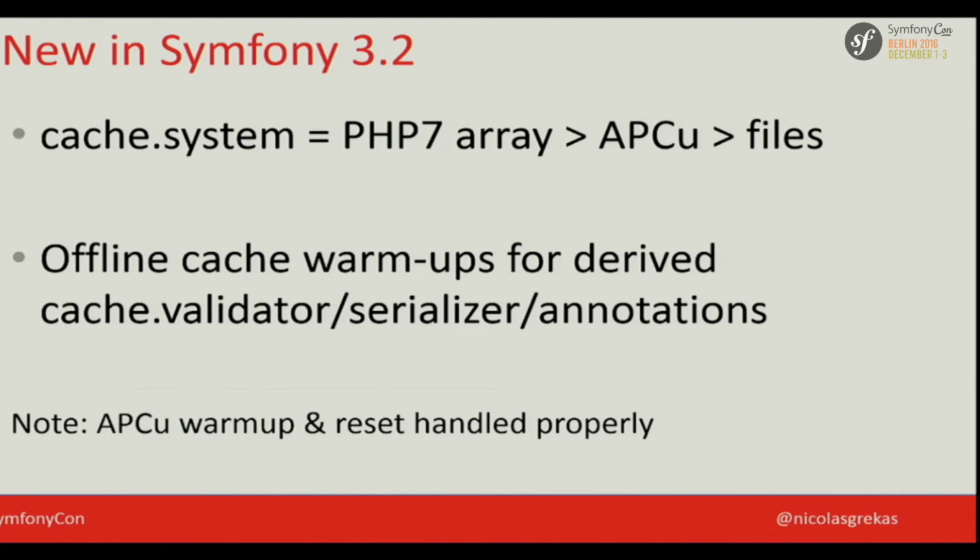We do offline cache warm-ups for all the cache.system derived pools, which are cache.validator, cache.serializer, and cache.annotations right now. So these are warmed up. So we create a big PHP array on PHP-7 for annotations, for example. We are able to scan for all the annotations in a code base, and we create a big PHP array with all the annotations, and on PHP-7 it's free, so nice.